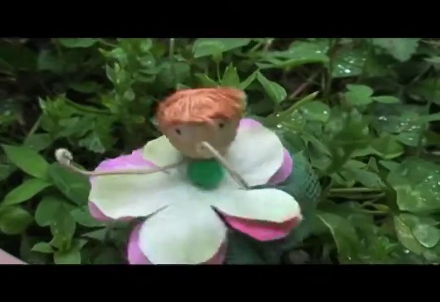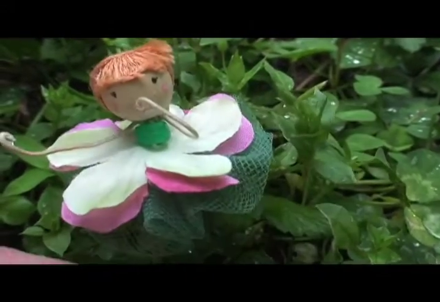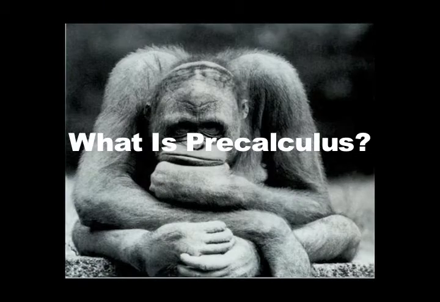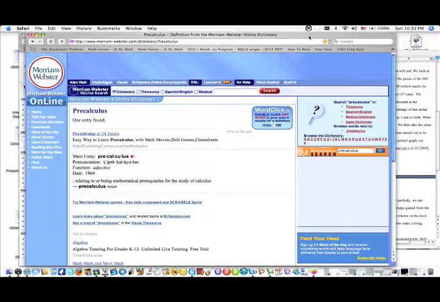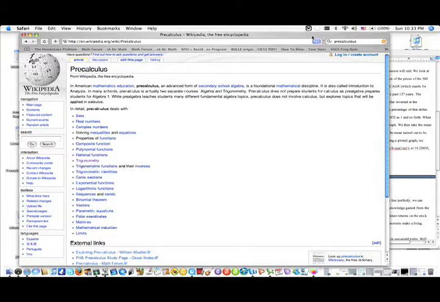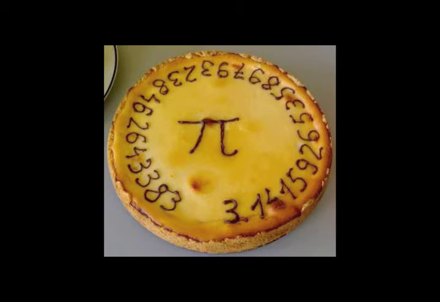How? With Precal. What is Precal? Merriam-Webster defines it as relating to or being a mathematical prerequisite for the study of calculus. Wikipedia defines it as an advanced form of secondary school algebra, a foundational mathematical discipline. We students like to refer to it as pre-awesomeness because of its many awesome applications to the everyday world.